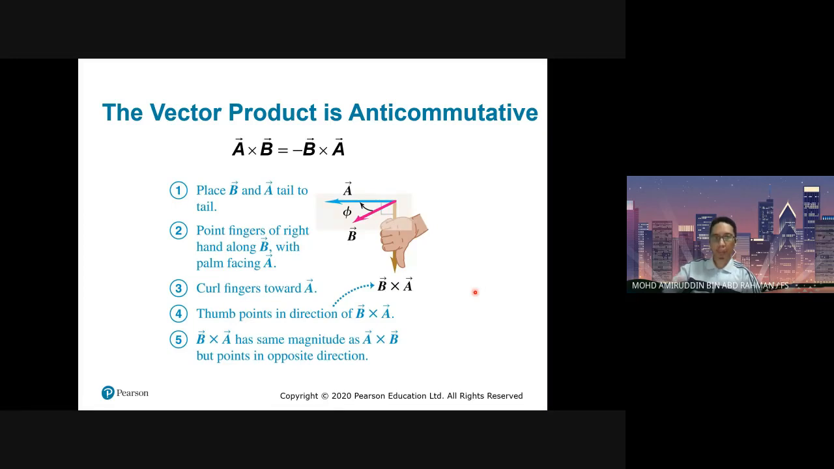Example, it shows the direction of the vector B cross A. So that's why the thumb is going downward. So when B cross A, the direction is downward. But when minus B cross A, it is upward, because minus B cross A is similar to A cross B. I hope it's clear. So any concerns so far?